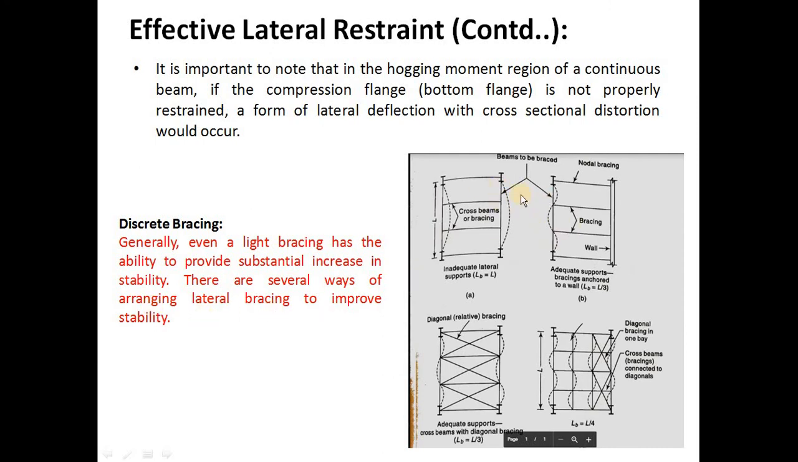Here you can see the cross beams giving the lateral restraint, and this is the bracing system which will improve the lateral stability of the beam to a great extent. This is one type of diagonal bracing which is provided to improve the lateral stability of the beams.